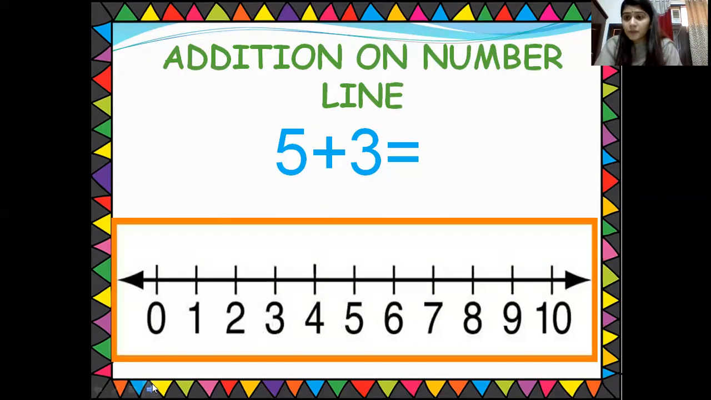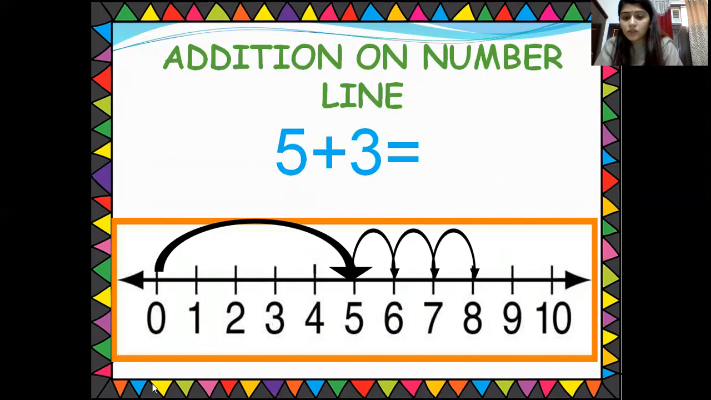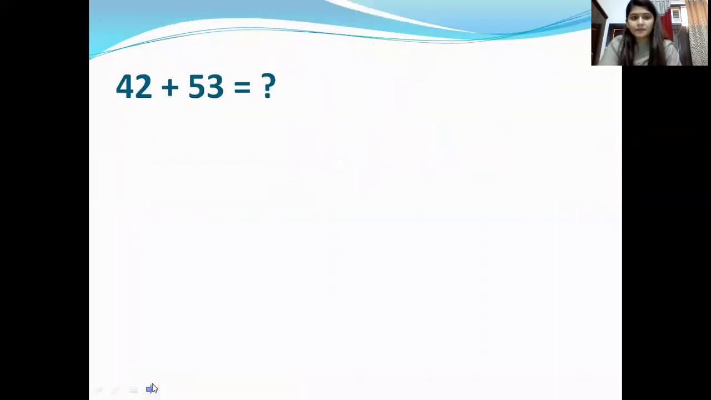There is a question 5 plus 3. As you have already done this, tell me, we will start with 0. So the first number is 5. We will start from 0 and we will jump to 5. The other number is 3. So we will take 3 steps forward. Now we are at 8. So 5 plus 3 is equal to 8. Answer is 8. In this way, we can add using a number line.